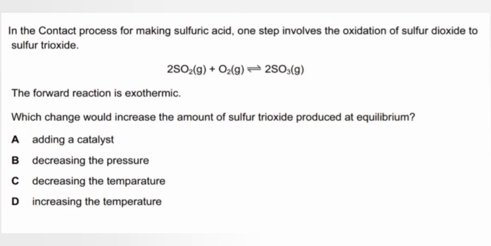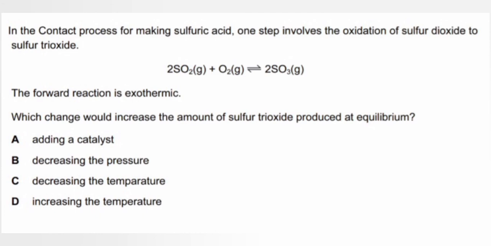In the contact process for making sulfuric acid, one step involves the oxidation of sulfur dioxide to sulfur trioxide. The forward reaction is exothermic, so the backward reaction is endothermic. Which change would increase the amount of sulfur trioxide produced at equilibrium? Adding a catalyst, no effect. Decreasing the pressure should favor the side with more moles of gas, so the reactant side has more moles of gas, so no, the amount of product is not increased, the amount of reactant is increased. C, decreasing the temperature. Decreasing the temperature favors the exothermic side, so the forward reaction is favored, which means that more sulfur trioxide is produced, and that is the answer.